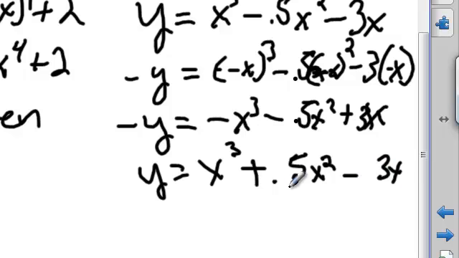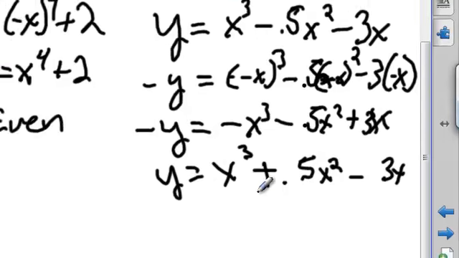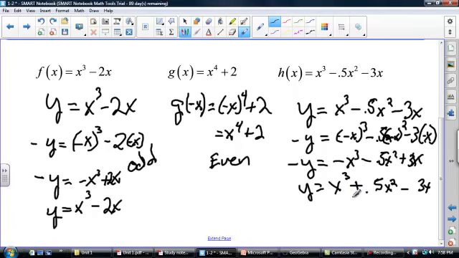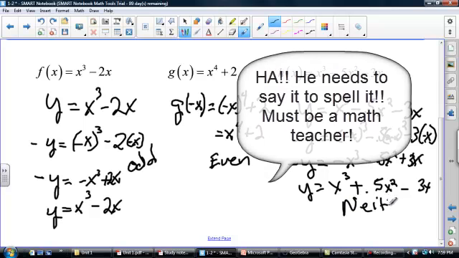Did I end up with what I started with? And the answer is no. If I didn't end up with what I started with, and when we looked at the graph, there's no way we could tell. We knew that it wasn't going to be even because the graph didn't even look close to that. So we're going to say this is neither.